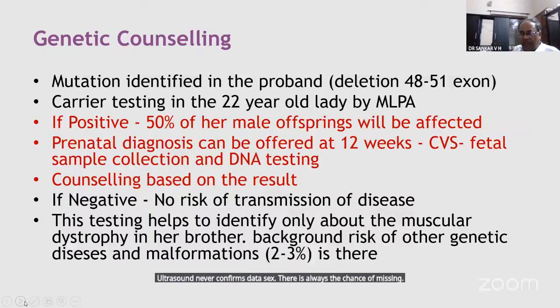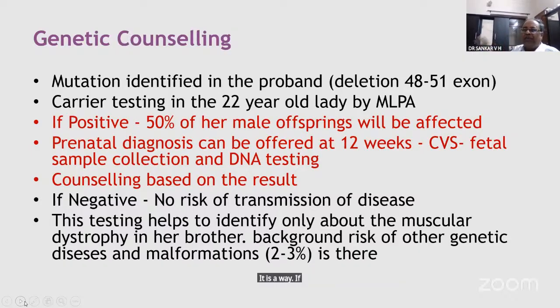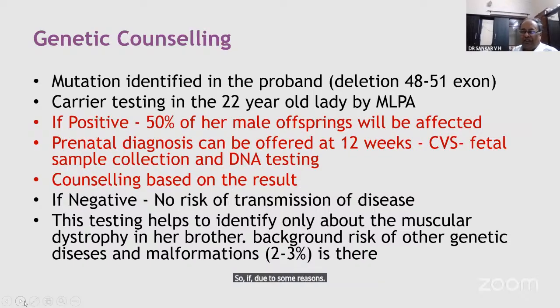When you are doing the ultrasound, if the leg is in the flexed position, the scrotum and the penis may not be seen. In the ultrasound, if you see the penis and scrotum, it is a male. If you are not seeing the penis and scrotum, they will say it's female. So if, due to some reason, the legs are folded or crossed and the male scrotum and penis are not seen, they may say that it is female.